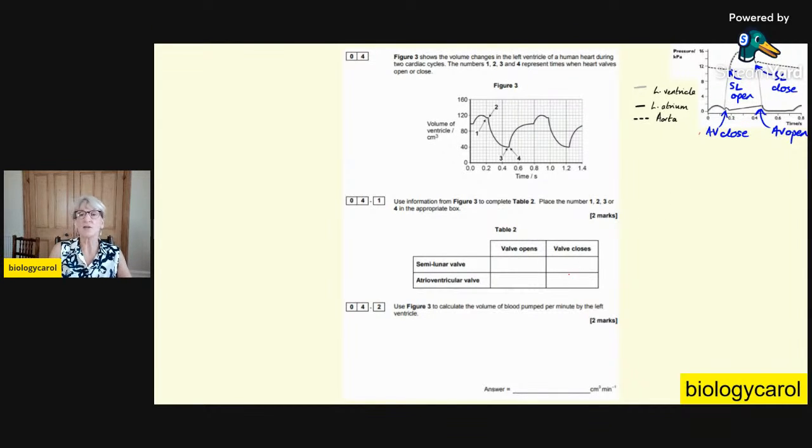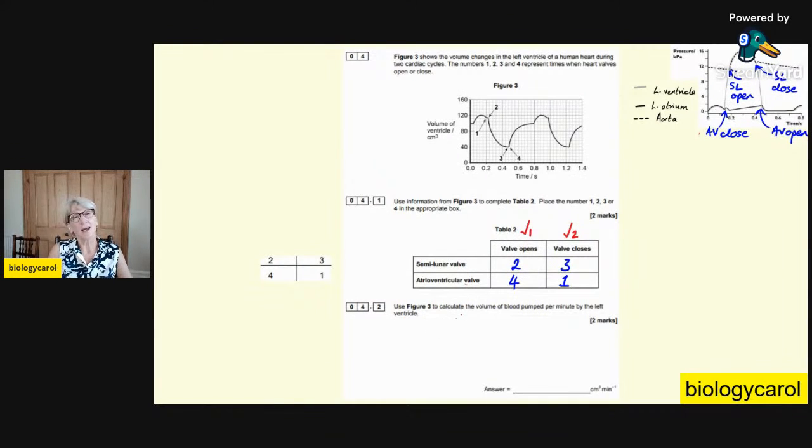So now I think I know which order this is in. First of all, the first one is the atrioventricular valve closing. The second is the semilunar valve opening. The third is the semilunar valve closing, and the fourth is the atrioventricular valve opening. Not many students in 2017 got those marks. So there's the mark scheme. You got a mark per column, and that's how the marking worked out.